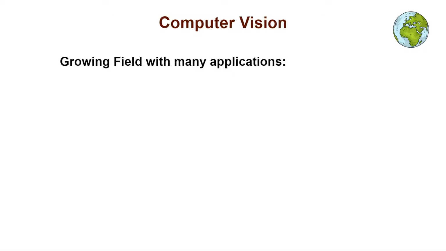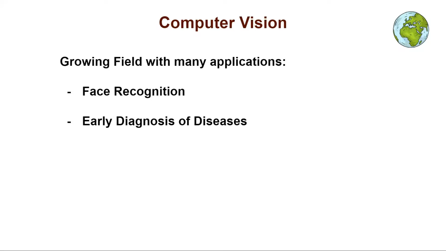So, why learn computer vision? Computer vision is a discipline of computer science that tries to extract and analyze the information of interest contained in an image or sequence of images. The fields of application grow every day and range from face recognition to early diagnosis of diseases, robot guidance, or automatic driving. Computer vision is by far a growing field.